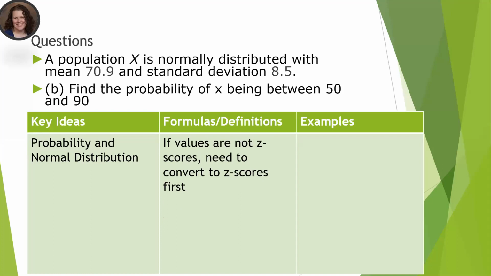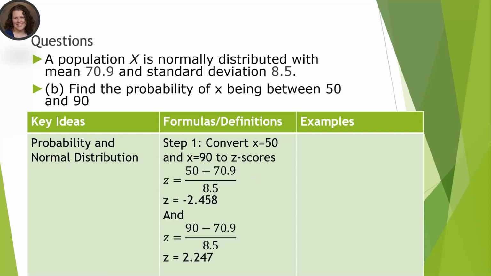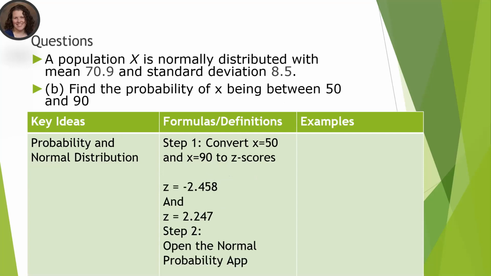If your values are not z-scores, then before you can solve the problem, you need to convert them. In the problem we have up above, we don't have z-values, but we have a normal distribution. So we have to convert them to a z-score like we just did. First we need to convert x of 50 and x of 90 to z-scores, which we just did. Now we need to open up the normal probability app. The question says find the probability of x being between 50 and 90. We found our z-scores of negative 2.458 and positive 2.247. We're going to open up the Z app and plug those in.